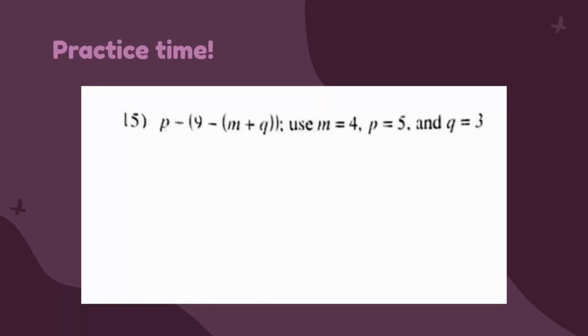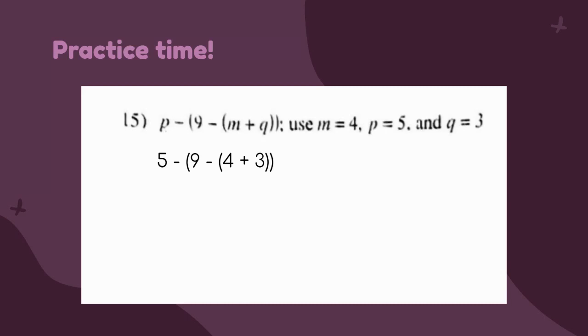Okay, so here's our first example. We have p minus the quantity of 9 minus the quantity of m plus q. And they want us to use 4 for m, 5 for p, and 3 for q. So to write this, I'm going to write 5 minus the quantity of 9 minus the quantity of 4 plus 3. So it should look like this. Okay, so from here, we just changed an algebraic expression into a numerical expression.